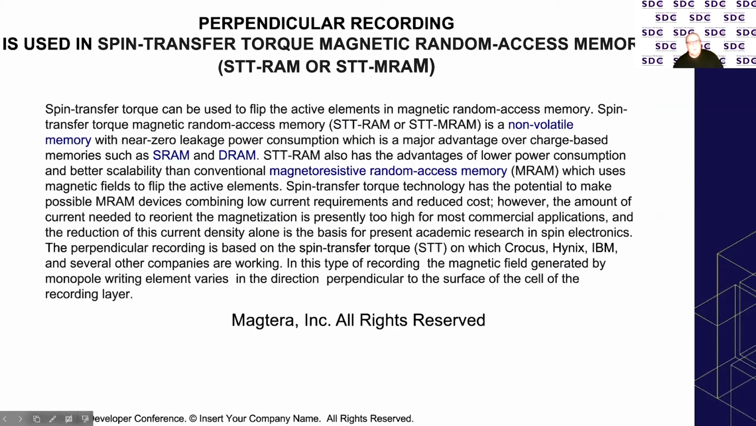So as was mentioned before, perpendicular recording can be used in random access memory devices that are based on the spin transfer torque effect. As was said, the spin transfer torque can be used to flip the magnetization in the free layer, and in such a way we can change the representation of the bit from 1 to 0, 0 to 1.